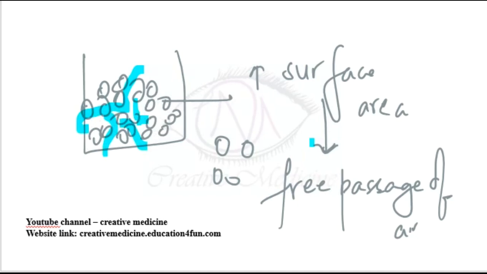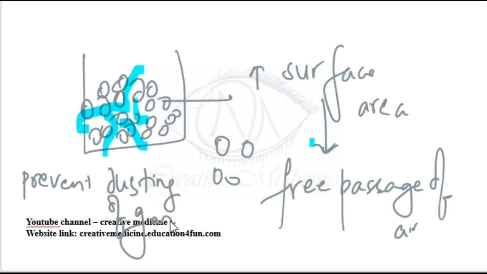And granules will prevent the dusting of gas. If there is powder, obviously the dust can enter the gas, and that gas can even enter the lungs of the patient, right? But if there are granules, they cannot cause dusting of the gas. So these are the reasons why we have granules of carbon dioxide absorber: one, to increase the surface area; two, free passage of gas; and three, to prevent dusting of gas, right?